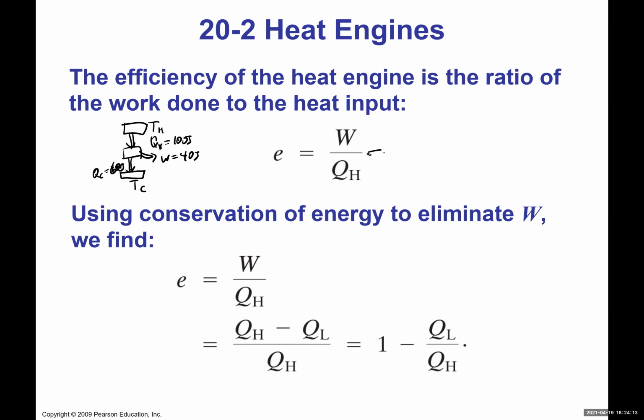That means what we get here is 40 joules of useful energy out of the 100 joules that was available to us. And this is basically 0.4. Usually we multiply this by 100% to get a percentage. So in this case, it will be 40% efficiency.